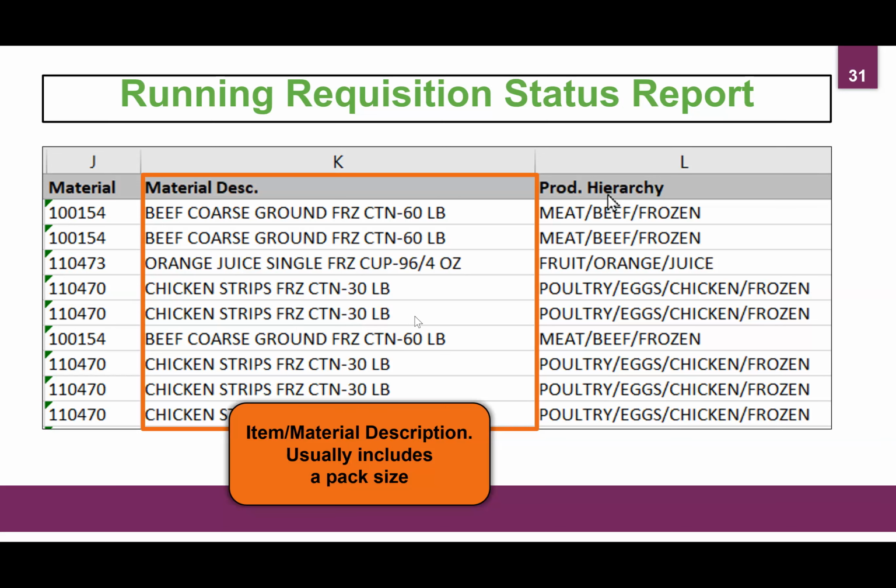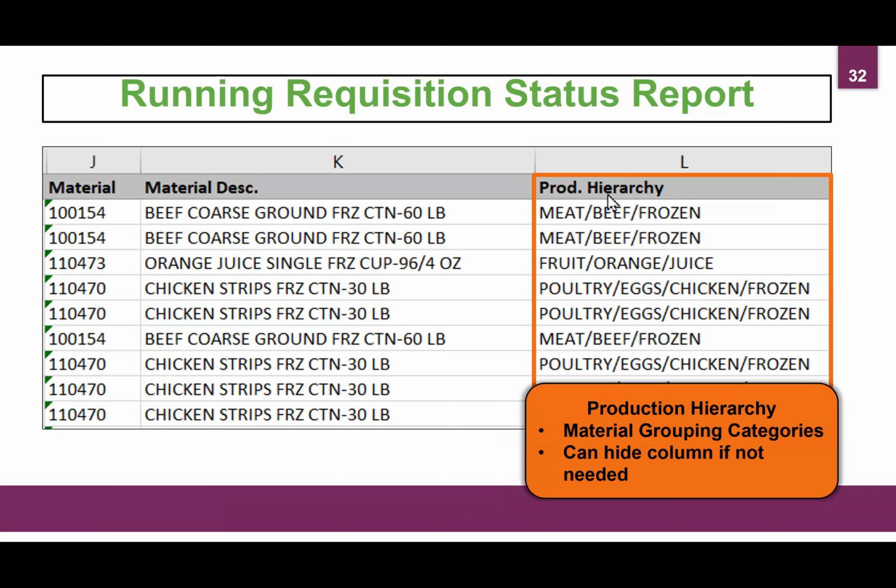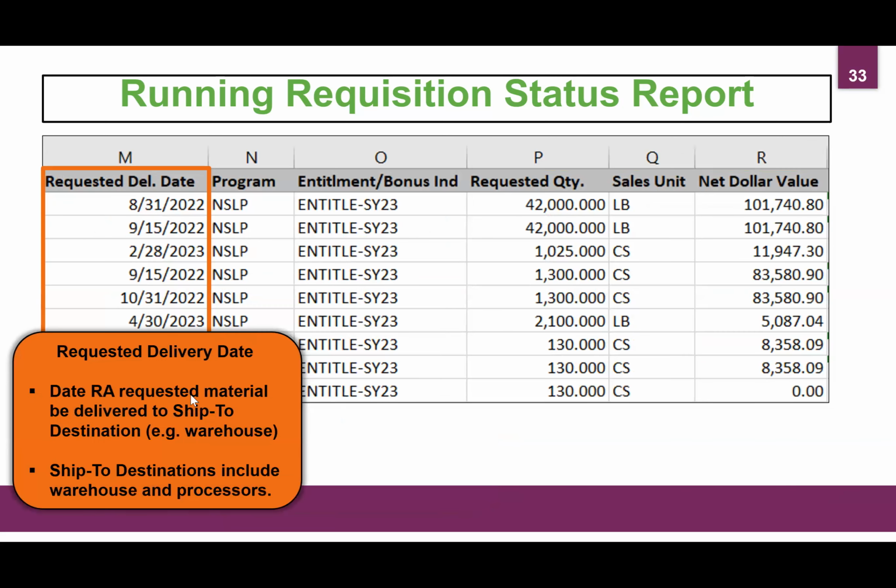And then as we come over to column L, that's going to give us the product hierarchy. That's showing us the material grouping by categories, and you can hide this one if you don't need to see the product hierarchy. And then requested delivery date. That's going to be the date the order requested for delivery to be shipped to the designated warehouse. The ship to destinations will include the warehouse and processors. So that's the requested delivery date there.